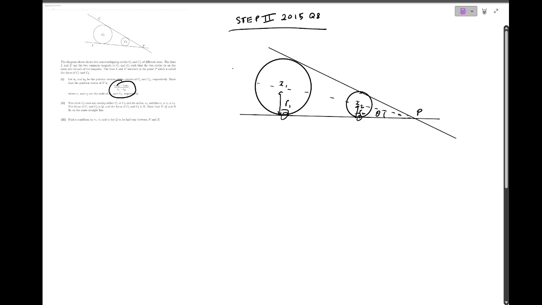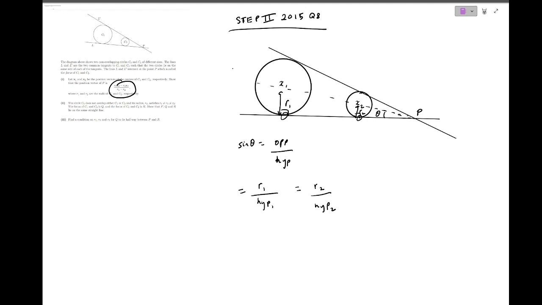So therefore, we know that sine theta is equal to opposite over hypotenuse. So we can take this further and say that sine theta in this case is equal to r1 over the hypotenuse, for at least this first triangle, which is also equal to r2 over hypotenuse 2. We're going to call this hypotenuse 1. The two hypotenuses are different because obviously one is bigger than the other.